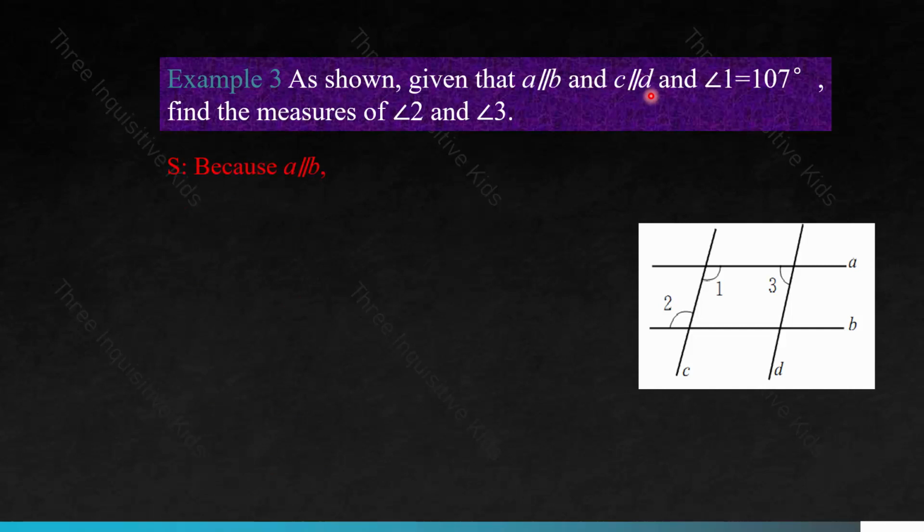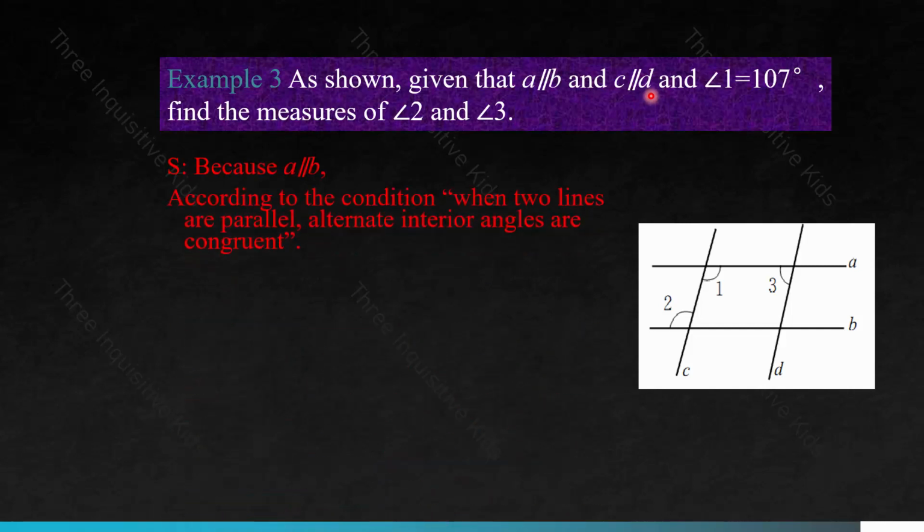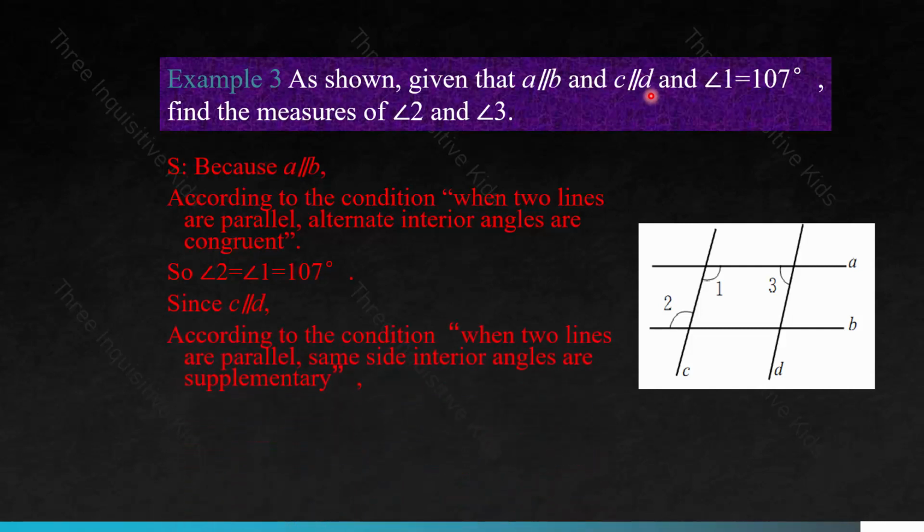Well, here's the solution. Because A is parallel to B, according to the condition when two lines are parallel, alternate interior angles are congruent, we know that angle 2 is equal to angle 1, which is equal to 107 degrees. And since C is parallel to D, according to the condition when two lines are parallel, same-side interior angles are supplementary, we know that angle 1 plus angle 3 is equal to 180 degrees. Therefore, angle 3 is equal to 73 degrees. And we get that by taking angle 1 away from 180 degrees.